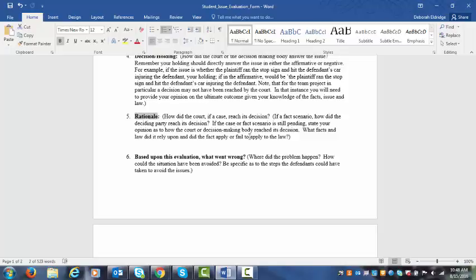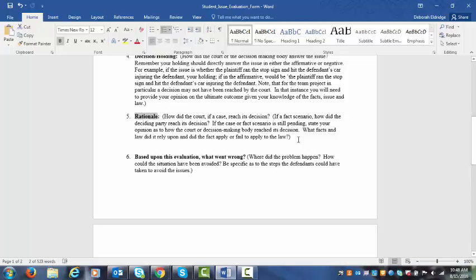Now, think about the facts, the issue, the holding, and the law as the ingredients to your rationale section, which is the soup. And what that means is you have to take all that information and blend it all together so that you have a valid and strong argument as to why your holding is correct. And that's what the rationale section is.